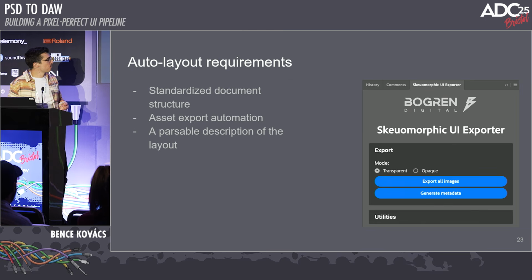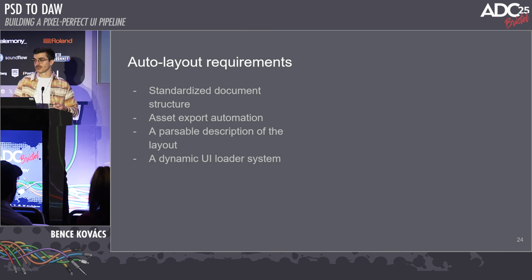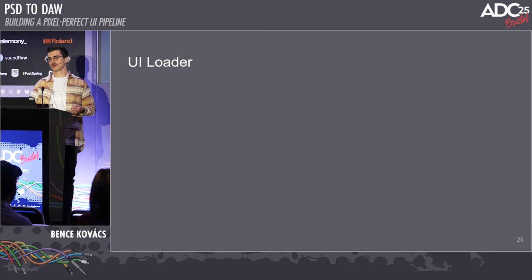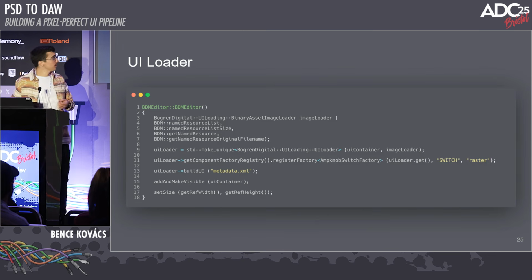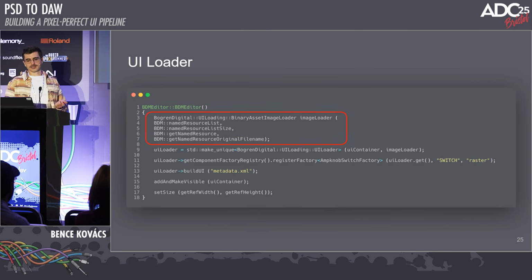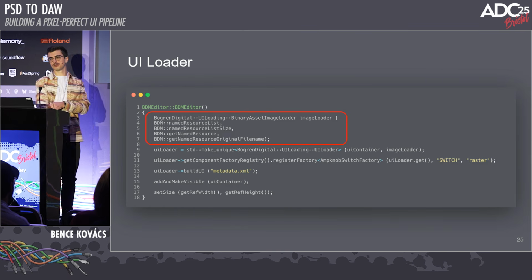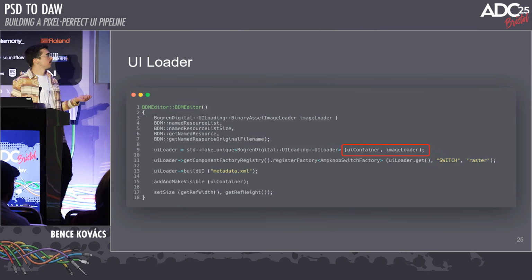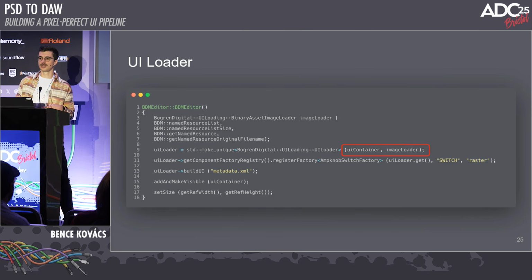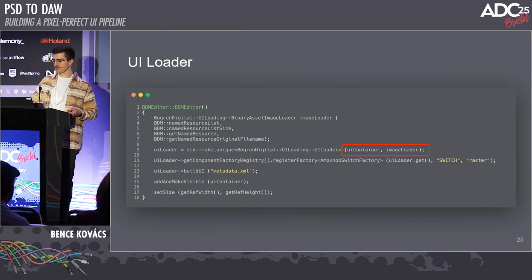So yeah, once you have all of this, then you can load it in the UI dynamically. So we have a UI loader module for that. That's kind of what it looks like when you construct it. One of the dependencies it has is this binary asset loader, which just wraps around the binary data you would normally have in Juice. So you can just pass in the usual function pointers to it. It's completely generic. And then you pass it in as a dependency to the UI loader itself. The other dependency it has is the UI container, which will hold all the components that get created during runtime.